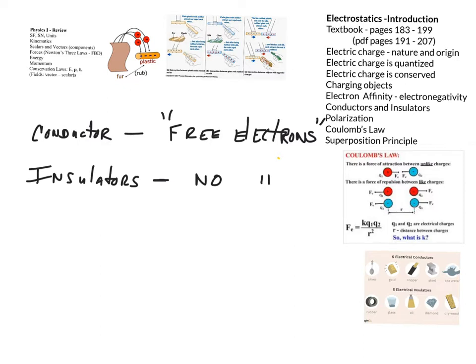For completion, we could name semiconductors, which have a limited conductivity. They're important in modern electronics. And then there are also superconductors, where the electrons move so freely that there's no resistance to their motion. But for this week, all you need to know is conductors and insulators.